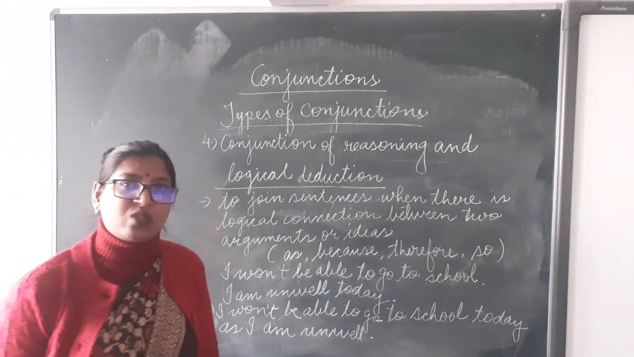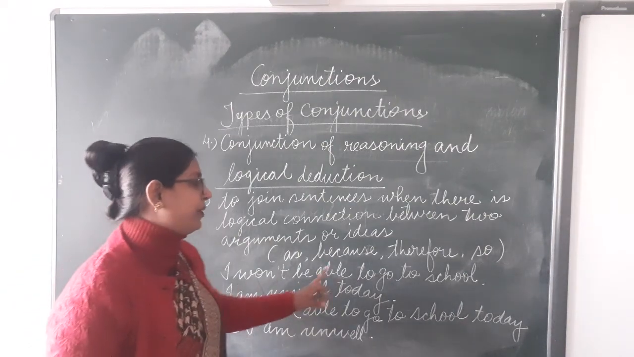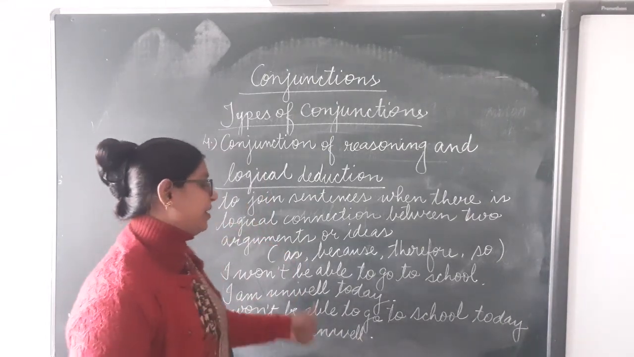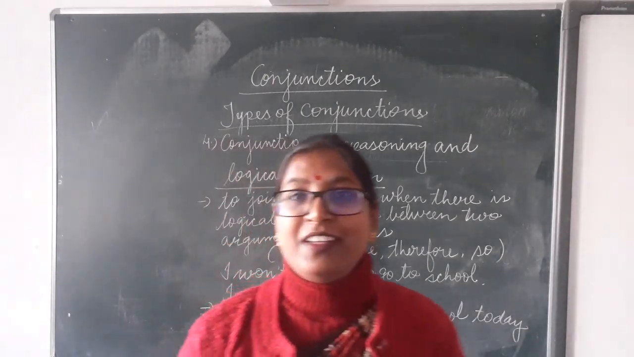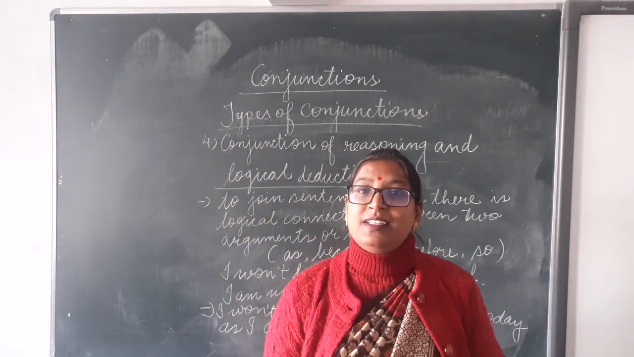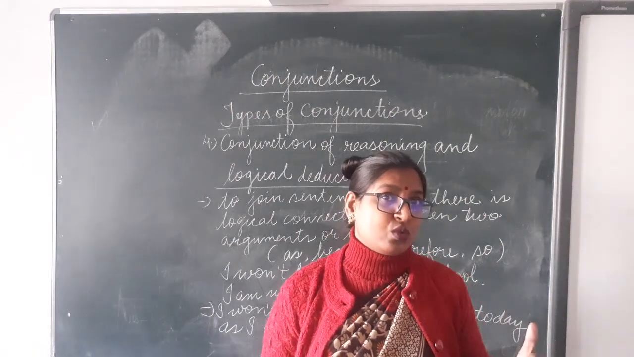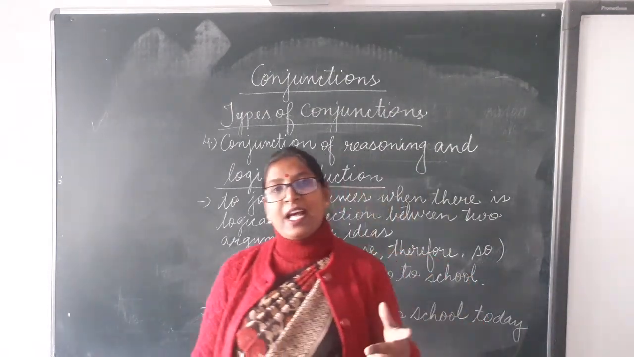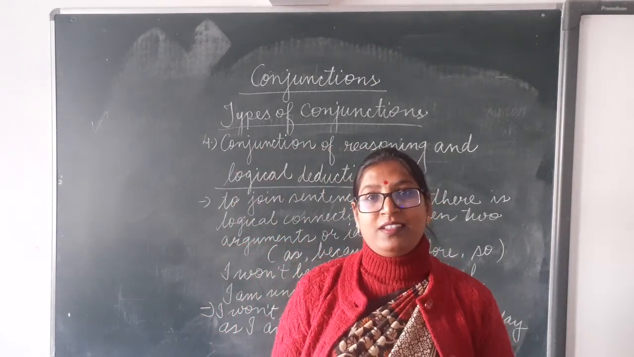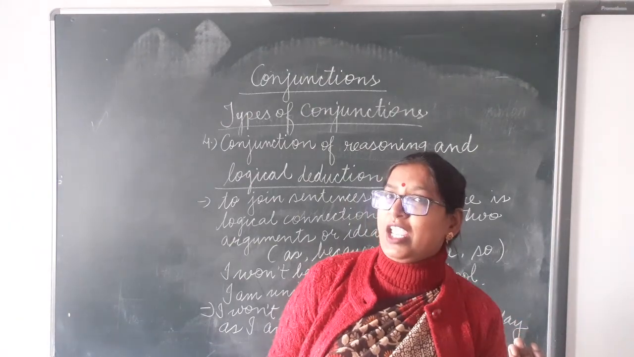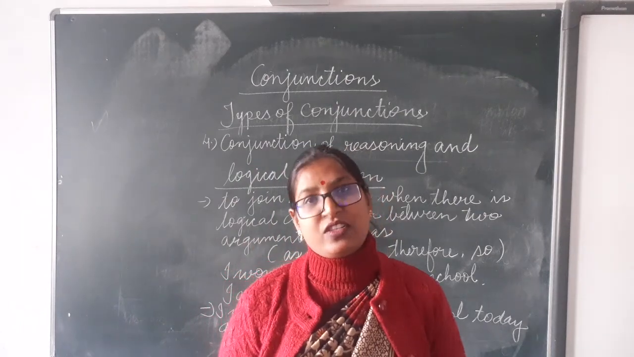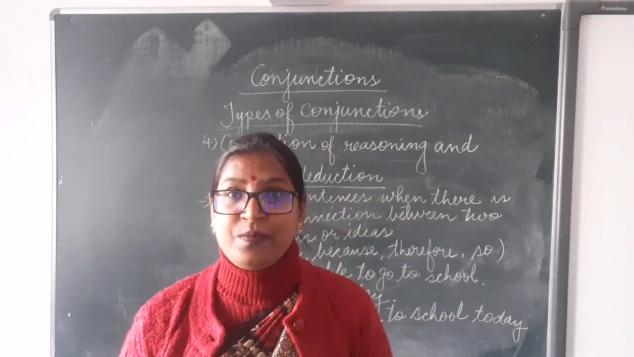Okay, let's understand through the example. I won't be able to go to school. It is the first sentence. I am unwell today. We can see here between these two ideas, I won't be able to go to school today. I am unwell. Here we can see the reason. Why can't I go to school today? Because I am unwell. It is having a logical deduction. It is having a reason.